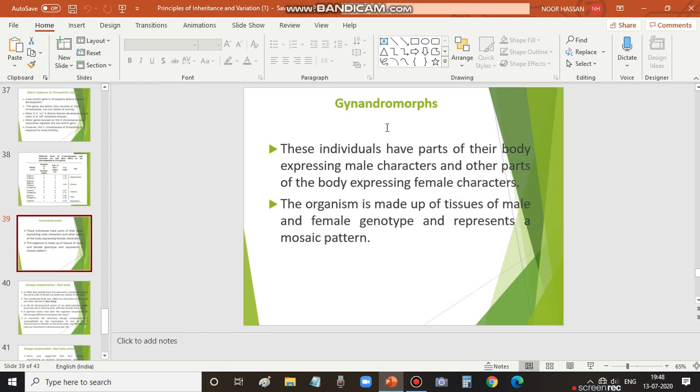So this is about a new term called gynandromorphs. From the name you can understand, gyno refers to female, andro refers to male. These individuals have parts of their body expressing male characters and other parts of the body expressing female characters. The organism is made up of tissues of male and female genotype and represents a mosaic pattern.